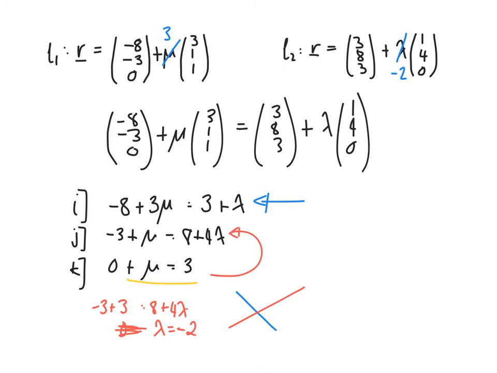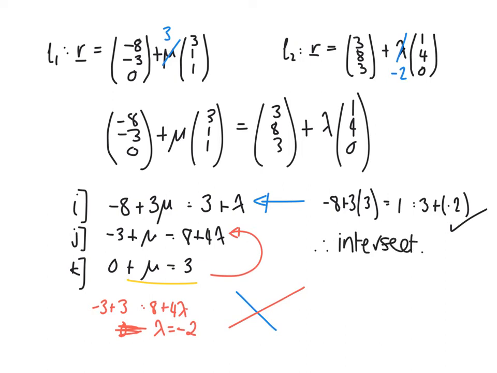Okay, so if we do that then, minus 8 plus 3 lots of mu, which is 3, that would give me minus 8 plus 9, which is 1. Is that the same as 3 plus minus 2? It is. Good. Therefore, these two lines intersect. It will probably say show that these two lines intersect, and show questions always have conclusions. Therefore, they intersect, and we should find the point of intersection.